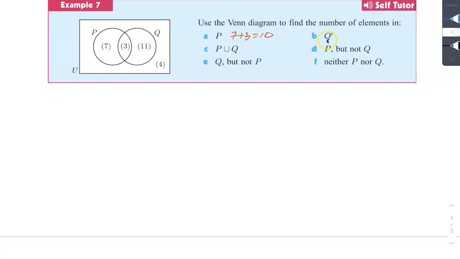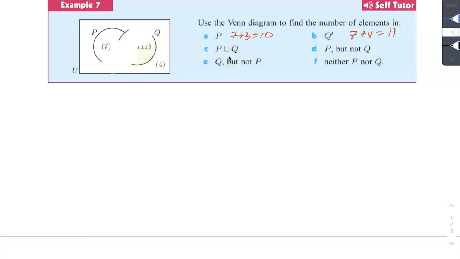Next one, not Q. Let me highlight Q. Right, there's Q. I want not Q, so that's everything that's not highlighted. So that'll be 7 plus the 4 on the outside. It'll be this portion of 7 of P that's not in Q, that doesn't share anything in Q, and it'll be the outside of neither. So my answer here will be 7 plus 4, so 11. That's how many things are not in Q.